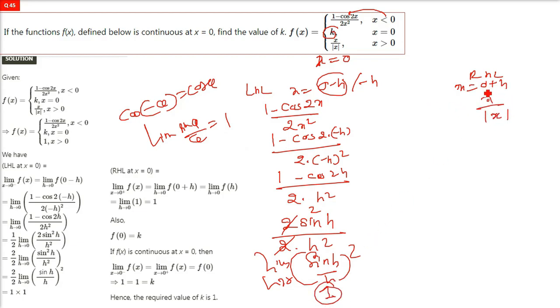Coming to right hand side, x by mod x. Since it is 0 plus h, you can write h. So it is h by modulus of h, which is 1. So it is going to be 1. So left hand side, right hand side, 1, 1.